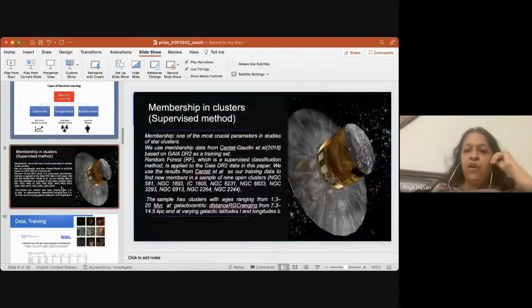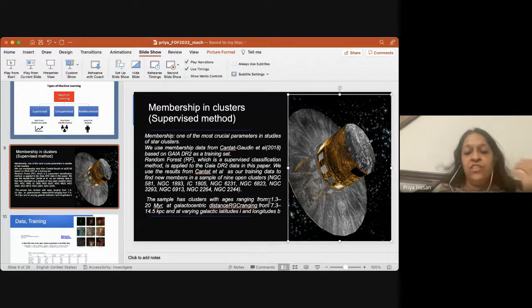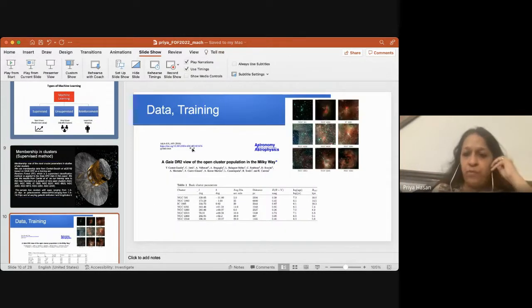So first of all, I'll talk about a paper of ours in which we tried to use a supervised technique of looking for members for this sample of 9 open clusters. We took a sample of 9 open clusters which had ages ranging from 1.3 to 20 million years, and a large set of galactocentric distances, and we determined members for these. Now, how did we do this? We did it in a supervised method.